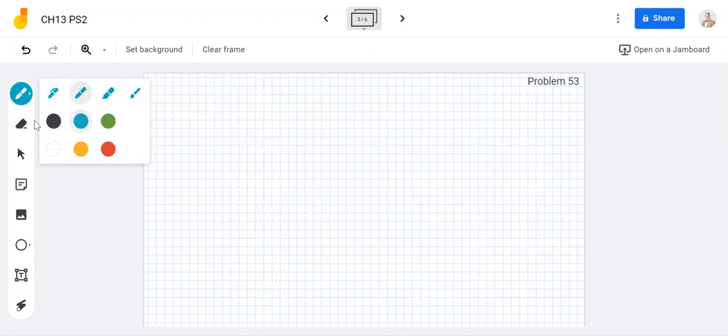We got problem 53. 53 says a 20 kilogram satellite has a circular orbit with a period of 2.4 hours and a radius of 8 times 10 to the 6 meters around a planet of unknown mass. If the magnitude of the gravitational acceleration at the surface is 8, what is the radius of the planet?